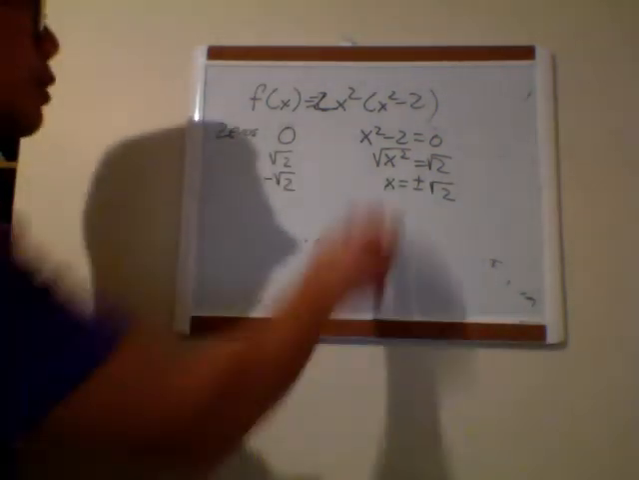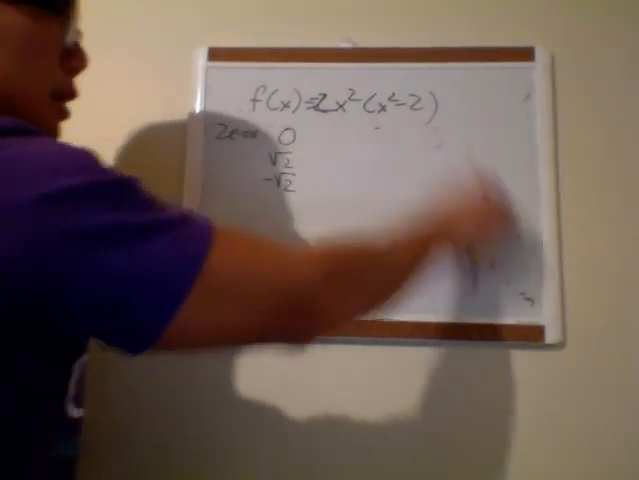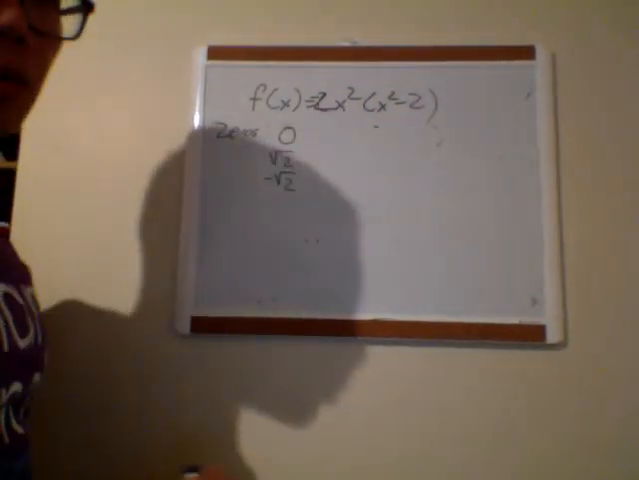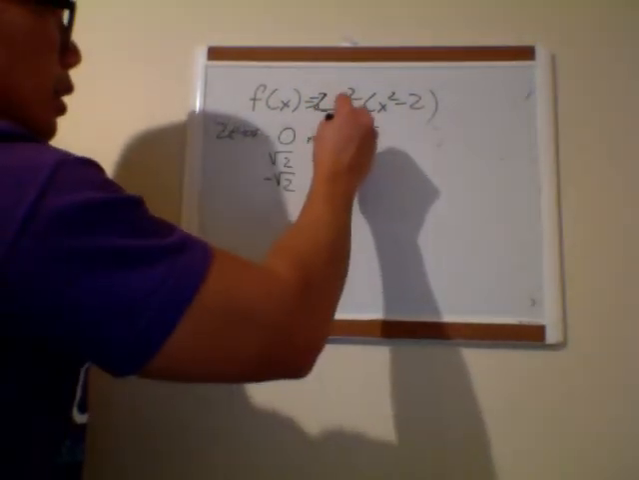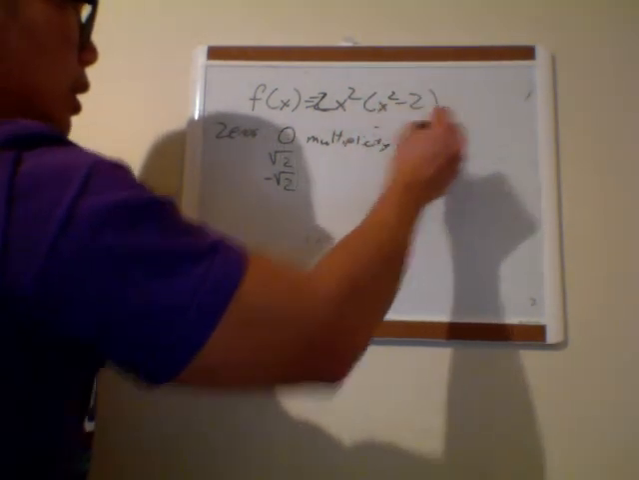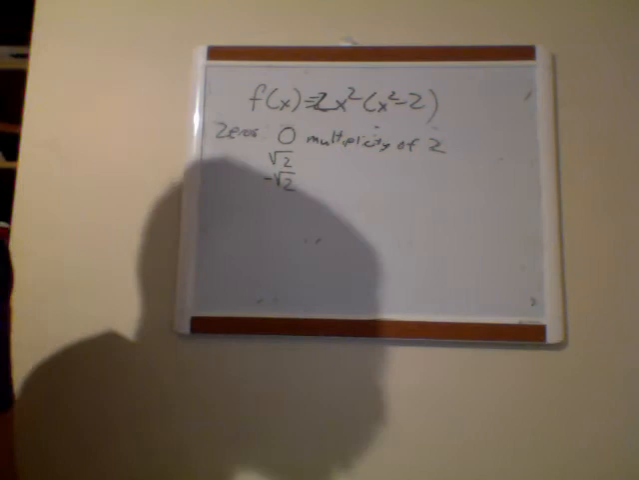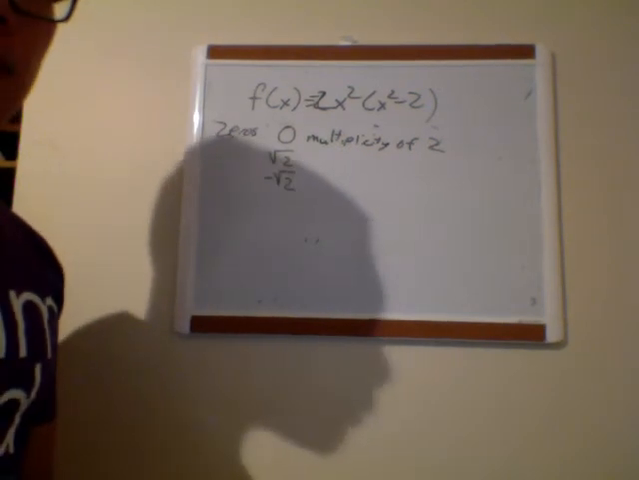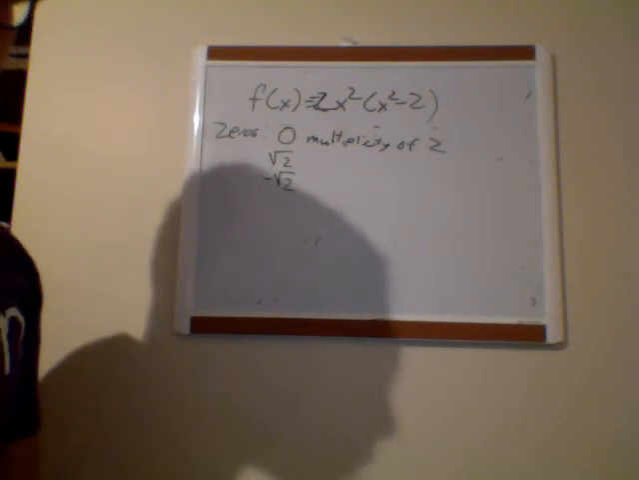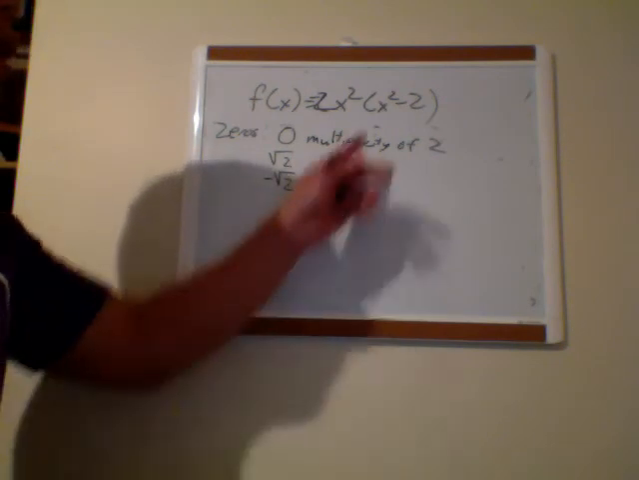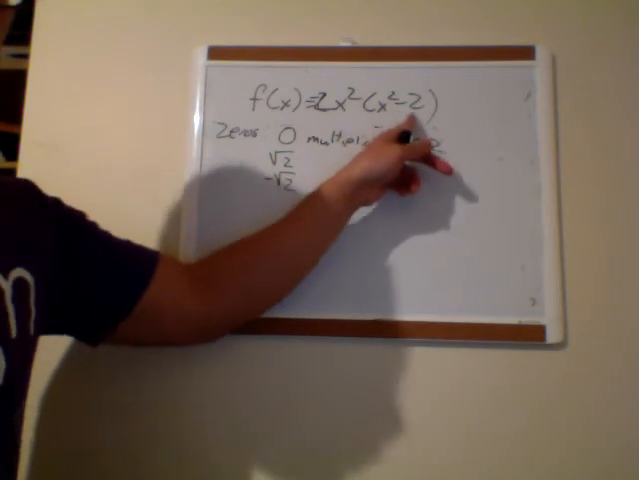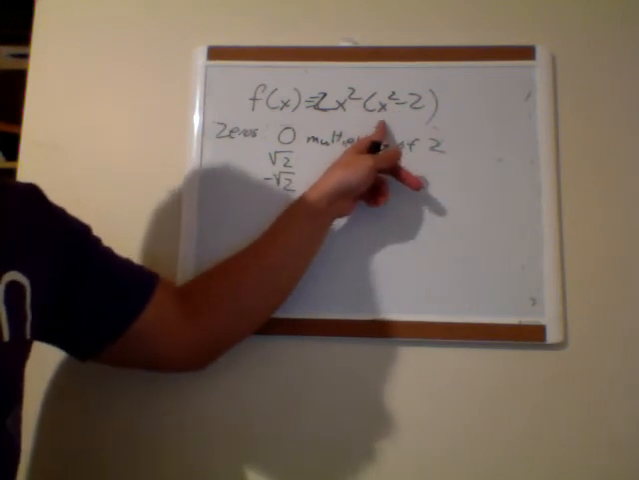Now, you might be wondering, what are the multiplicities of all of these? Well, the multiplicity of 0 is 2. That's easy. Now, what are the multiplicities of root 2 and negative root 2? Some of you might look at that and see it's a power of 2 and be like, it's a multiplicity of 2. But actually, remember, it's the multiplicity of the power. And remember, this is not factored all the way. X squared minus 2 is actually not factored all the way.